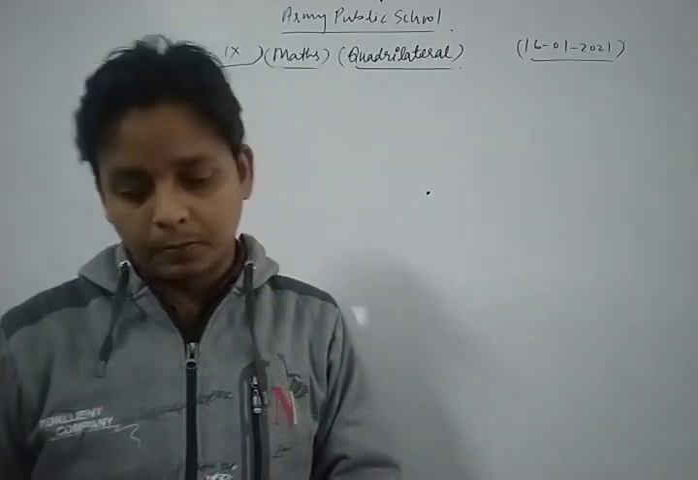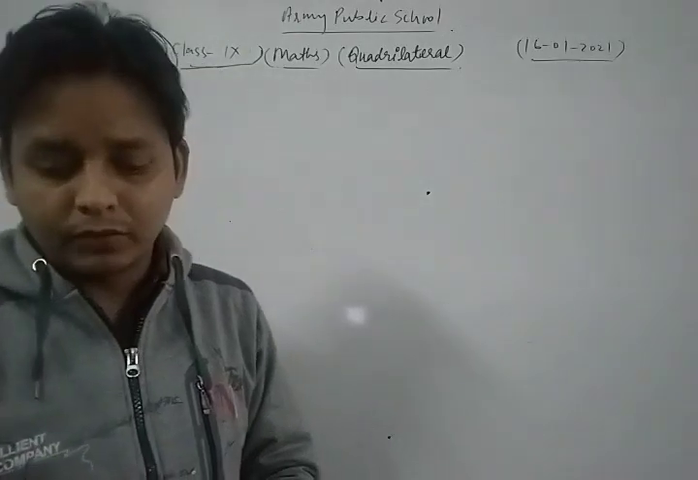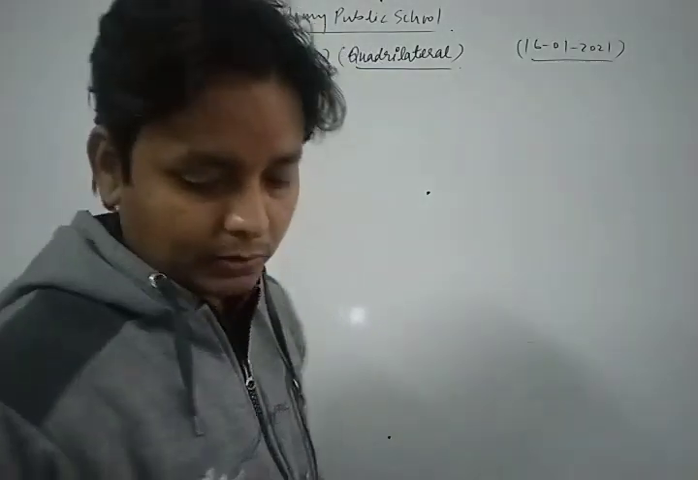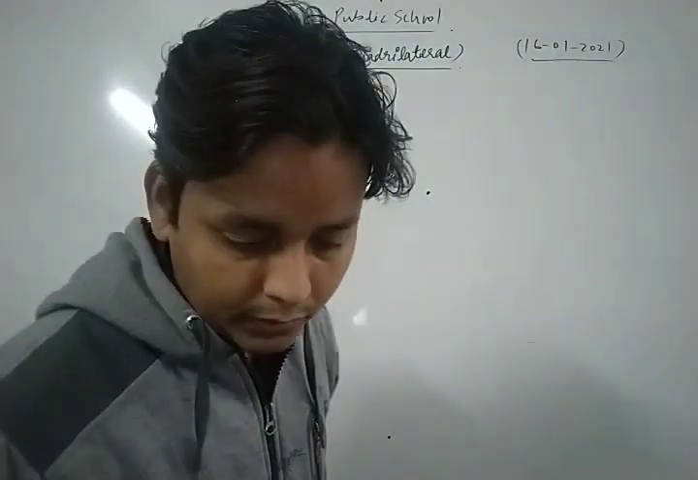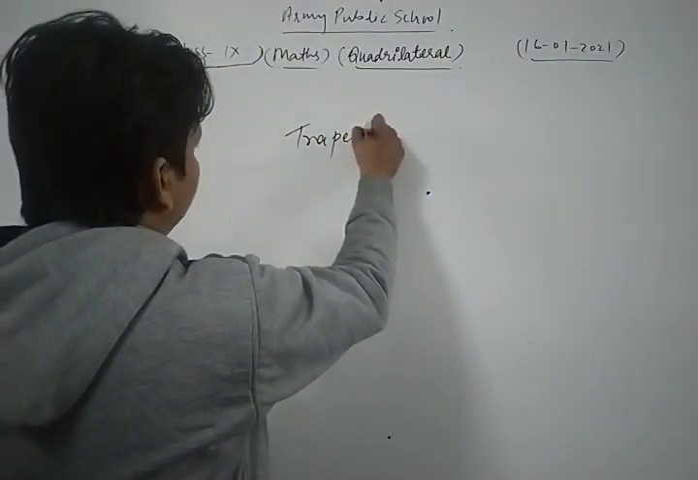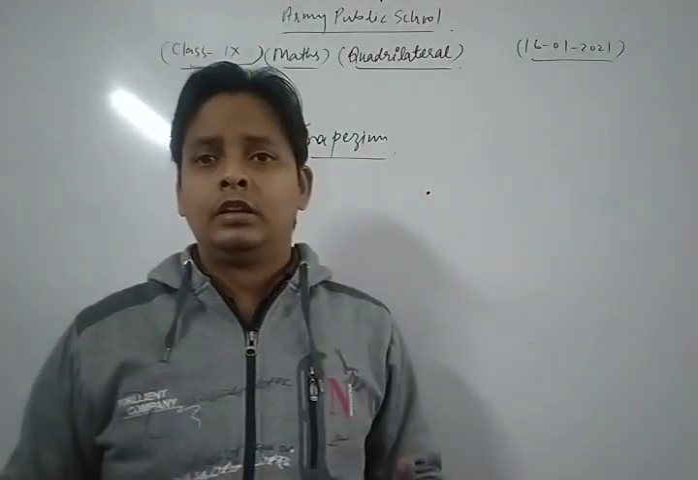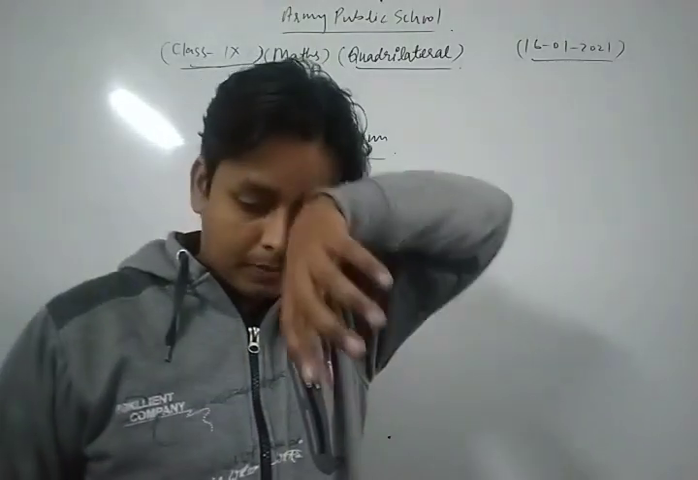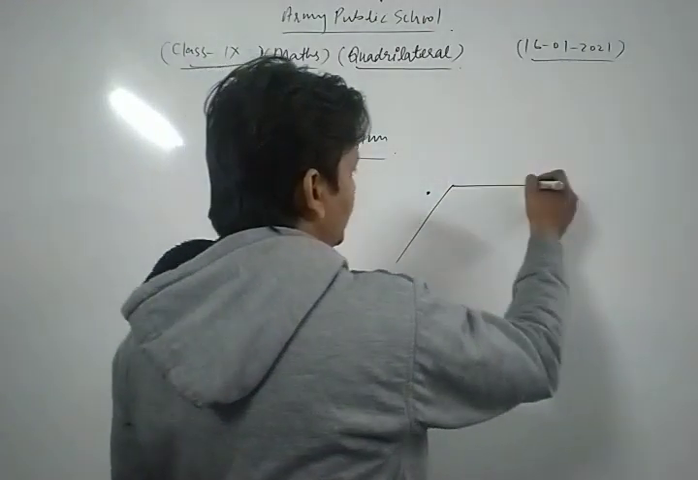Okay dear students, in that class first of all we discussed various important types of quadrilaterals which are involved in your chapter. First of all we discuss the trapezium. What is the concept of trapezium? A trapezium is a type of quadrilateral having one pair of parallel sides.